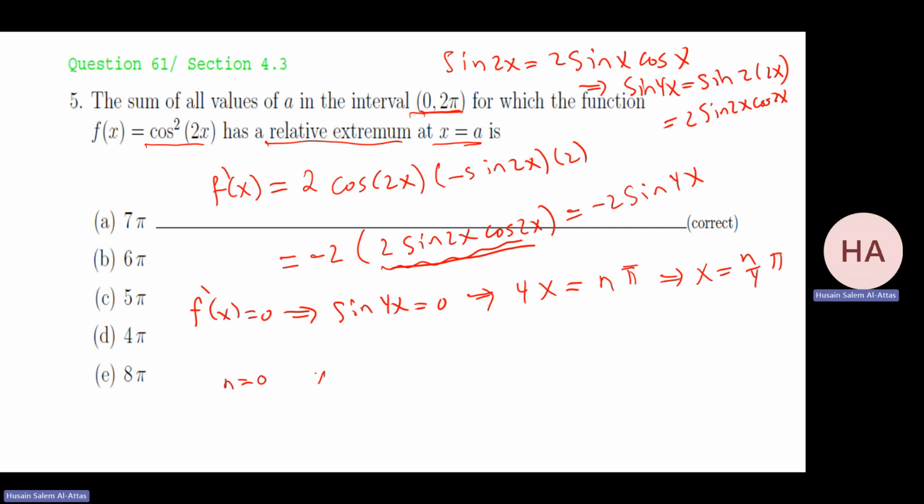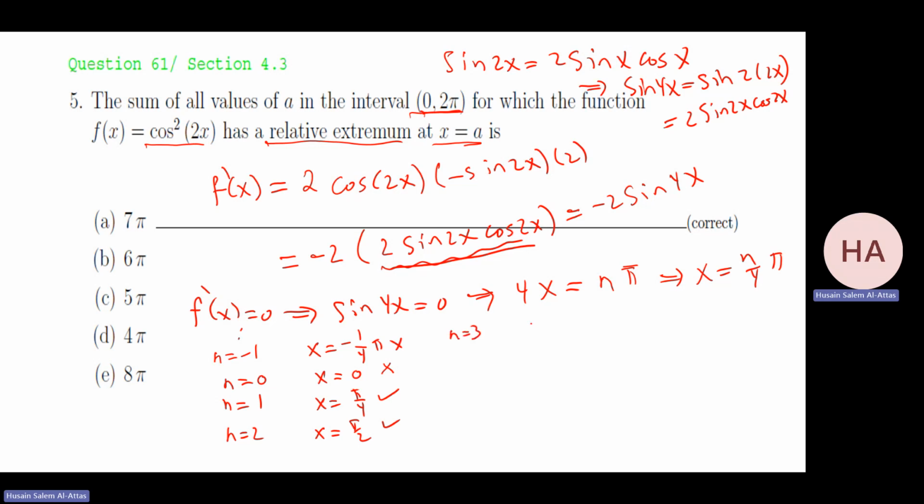I have what? x equals 0. Okay, not in the domain. 0, not in the domain. This is out. n equal minus 1 will give me x equal minus 1 over 4 pi, which is not in the domain, and so on. Now we go the other way, in the positive direction. x will be what? Pi over 4 is in the domain. n equal 2, x will be equal what? Pi over 2. It's in the domain.